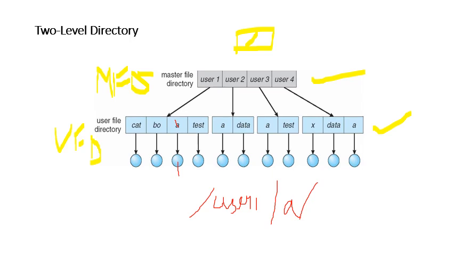Here different users can have the same directory as well as the same file name. And searching of files becomes easier due to the path name and the user grouping. The disadvantage is that a user is not allowed to share files with other users. And one more, two files of the same type cannot be grouped together under the same user. So these two are the major disadvantages of this two level directory.